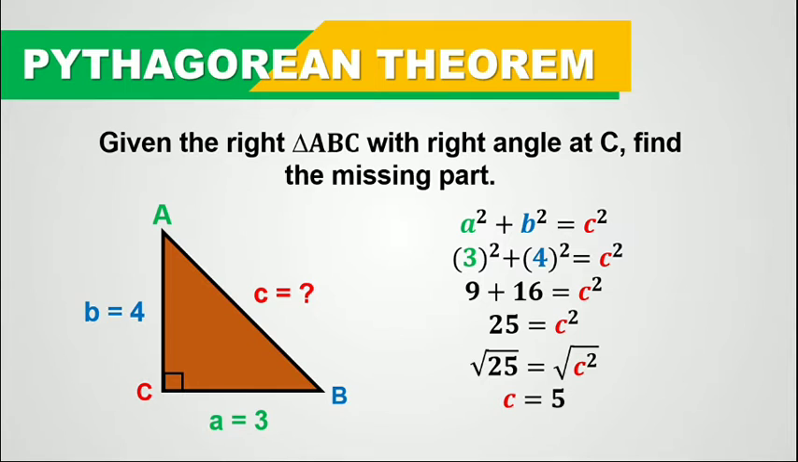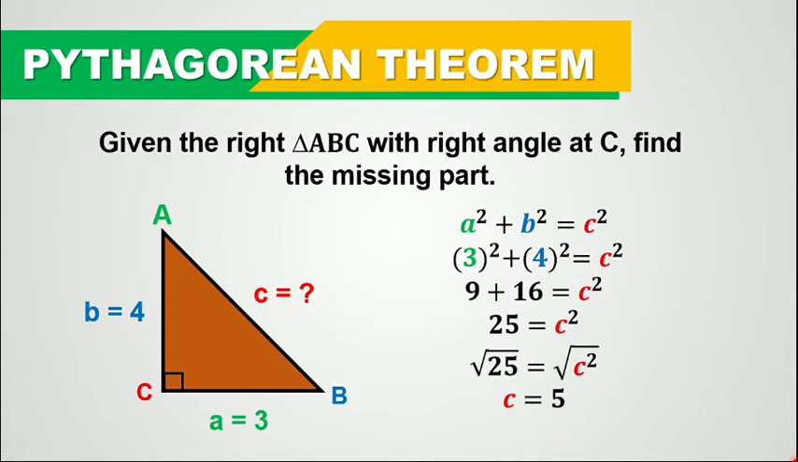So we find the square root of both sides because we have an exponent here which is 2. In order to get rid of this exponent, we will find the square root of this term. So therefore, we have now found the value of the missing part, the c, the hypotenuse. So c is equal to 5.